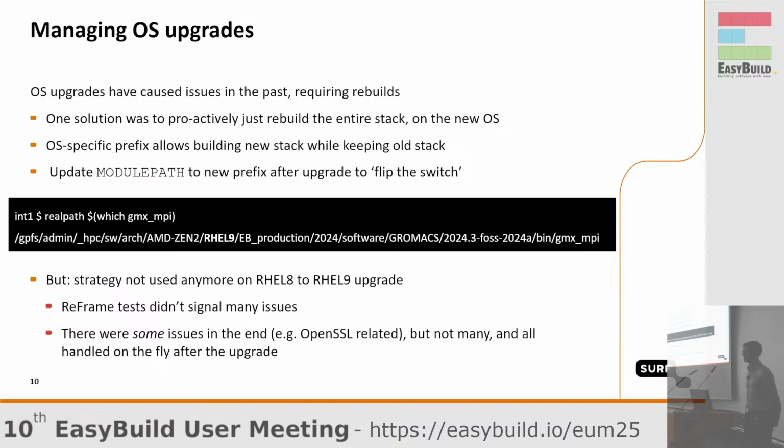When you do an OS upgrade, especially a major one, stuff in the software stack might break. So one of the things we did in the past was proactively build the complete software stack again on the new operating system. We take a couple of nodes from the system, upgrade them, rebuild the software stack there. And then we would make sure that in the prefix we also have the version of the operating system in the prefix of the software installation.